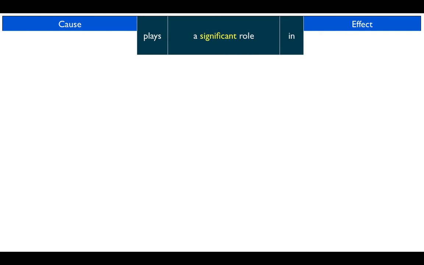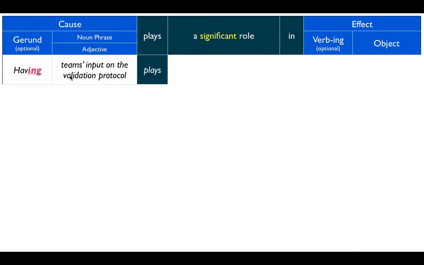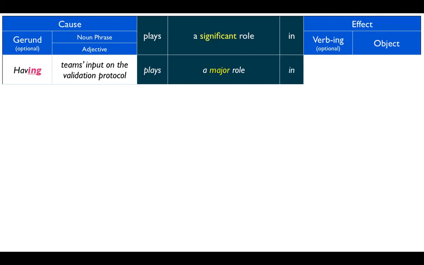Now we're going to look at this with the cause and effect. So here you have the cause, and over here you have the effect. So we're going to use the same structure again. So having teams input on the validation protocol plays a major role in promoting the purpose of the validation. Now this fancy schmancy sentence was given to us by one of our students, and they're using these examples, rather, how they feel they would be useful in their own subject.